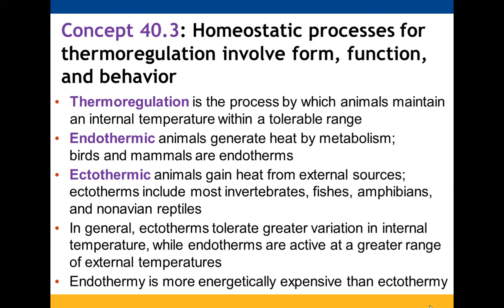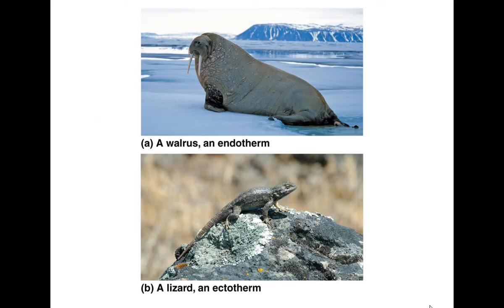Your ectotherms are going to be able to accept a range of internal temperatures and be able to survive. Your endotherms aren't going to be able to have that range, but they're more likely to be active at different temperatures. Keep in mind, though, that endothermy, because you have to make your own heat, is going to require more energy, therefore be more energetically expensive than ectothermy, which is just taking in heat from what's already there. So there's two examples of an endotherm and an ectotherm. Again, the walrus is generating its own heat, while an ectotherm is taking in heat from its surroundings.